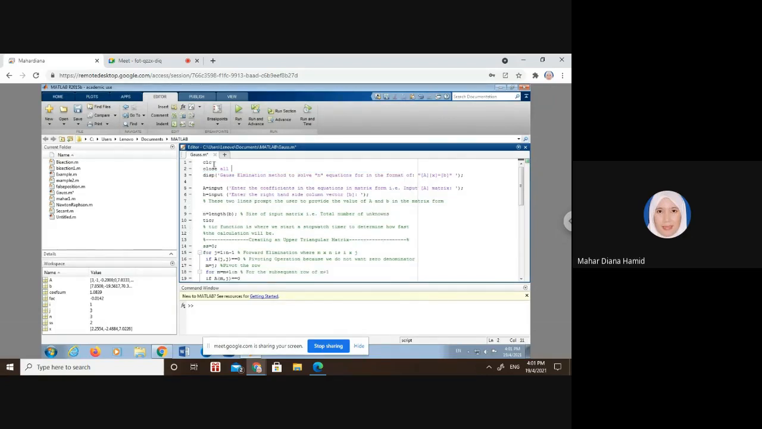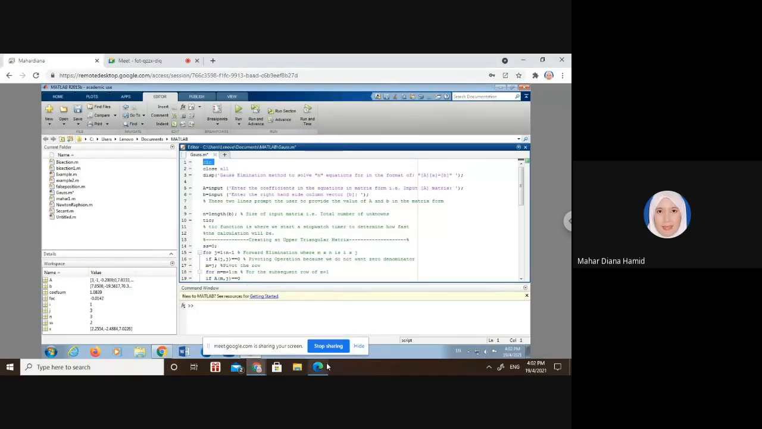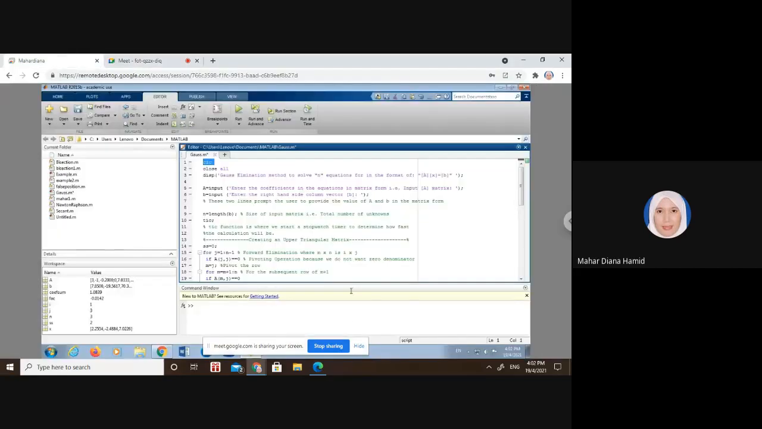Okay, so the first line here is quite straightforward. You are going to clear the value that you have on the command window. And then the second line here asks MATLAB to close all the previous figures that you have obtained through MATLAB. So we are going to start afresh.